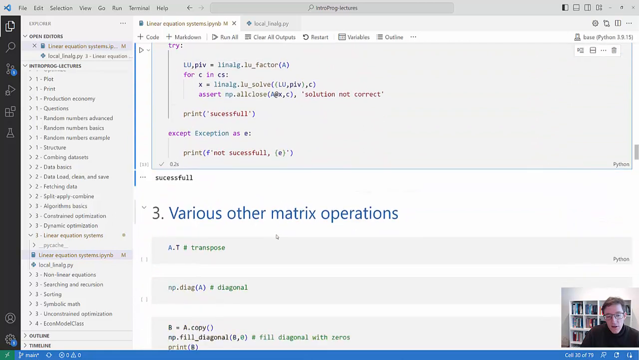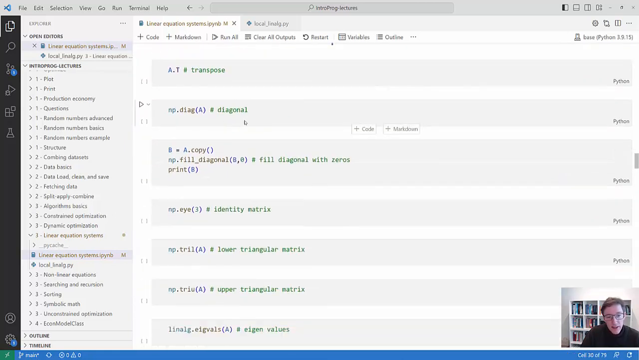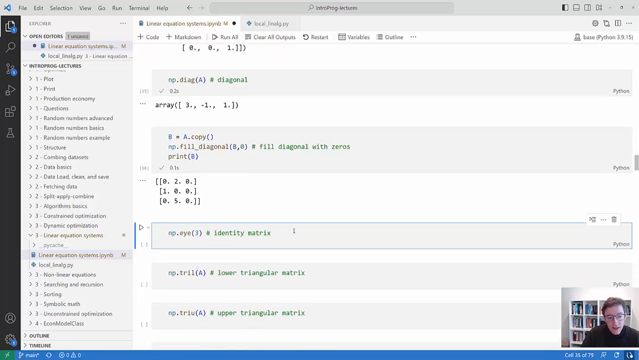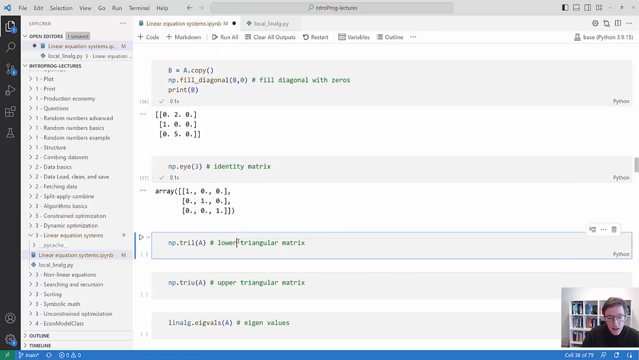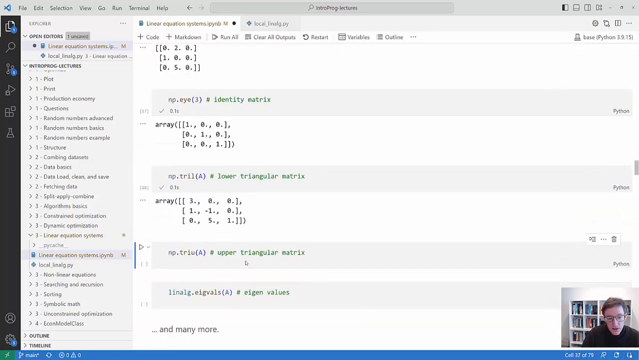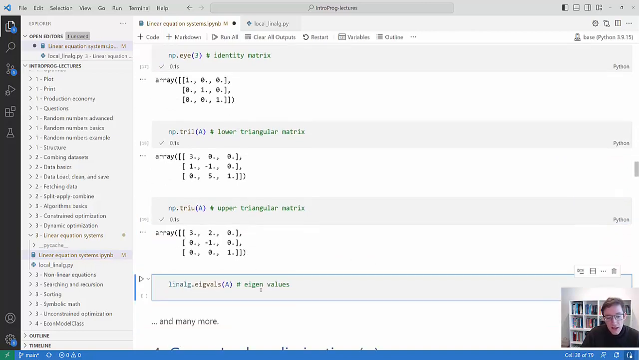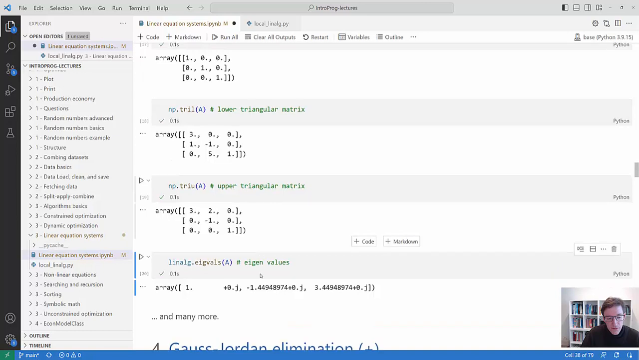In general, there's a lot of other matrix operations you can do. You can take the transpose, you can take a diagonal, you can fill out the diagonal of a matrix. Here I fill it out with zeros. You can create an identity matrix. This is a 3x3 identity matrix. You can take the lower triangular matrix of a matrix. You can take the upper triangular matrix of a matrix. You can find the eigenvalues, and there's many more operations you can do. So look up in the documentation if you need something.